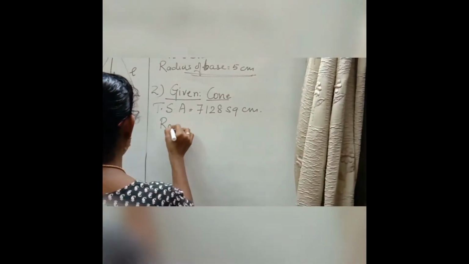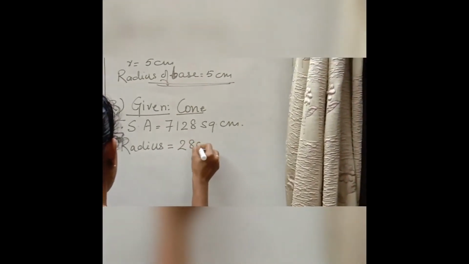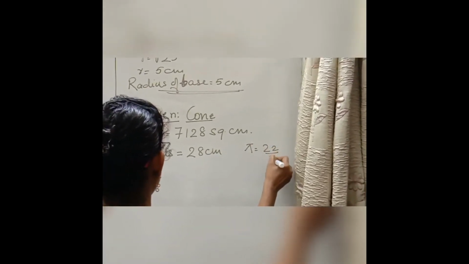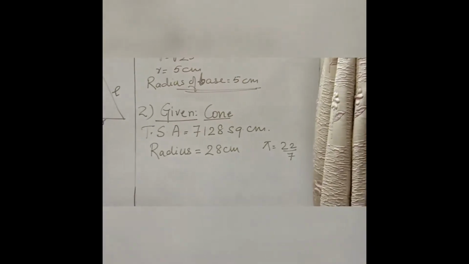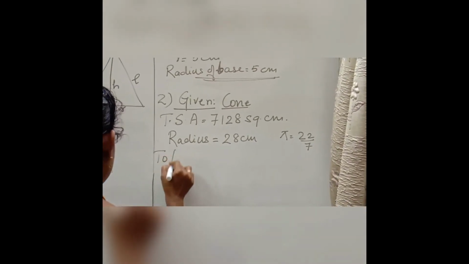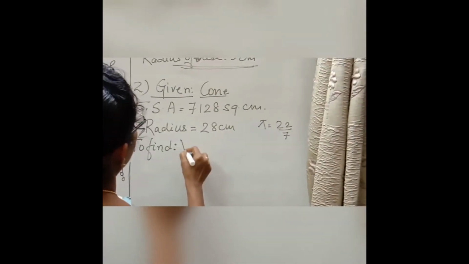Radius is equal to 28 centimeter and pi is equal to 22/7. If it is given in the question, you have to use that value. Otherwise, it is your choice. To find: volume of the cone.